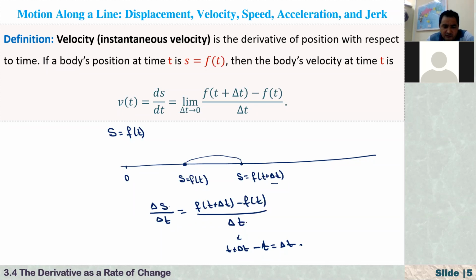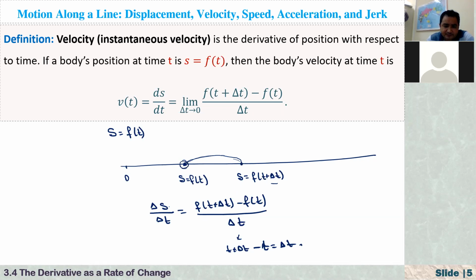Now, what happens if delta t approaches zero? That means this interval is very small, right? If delta t goes to zero, then it gives us the velocity of the particle at one single point.